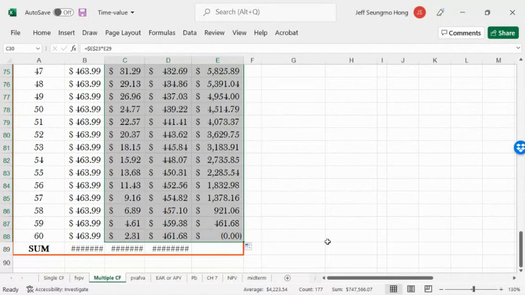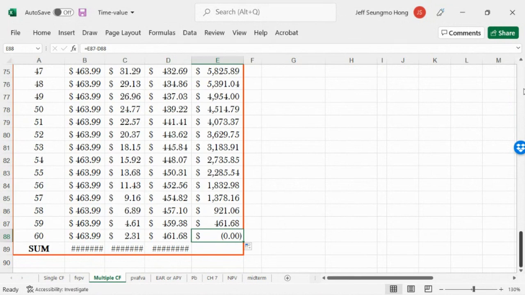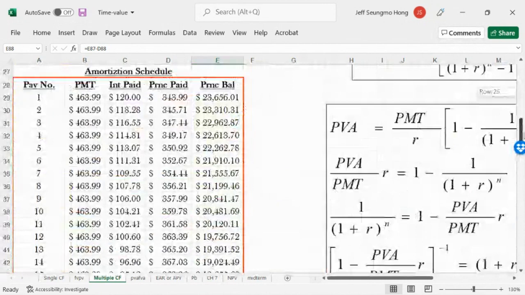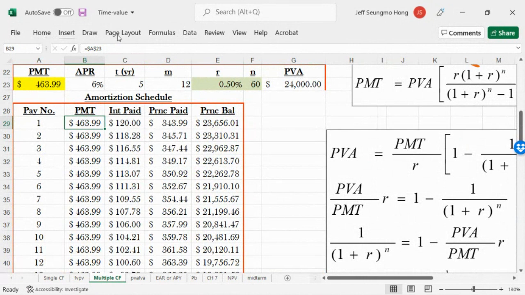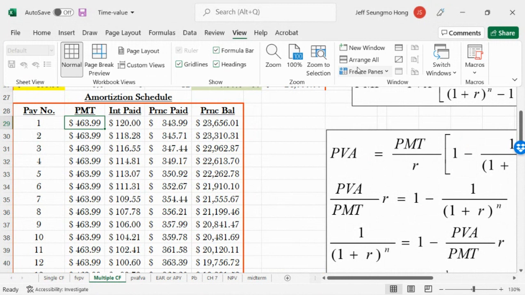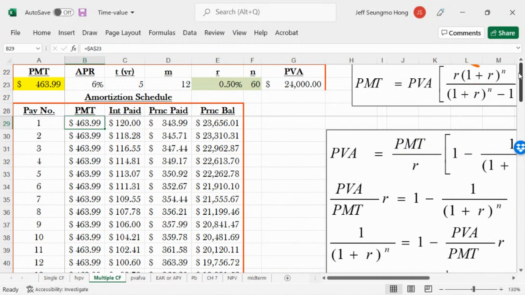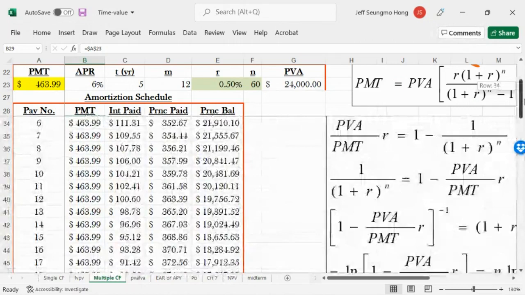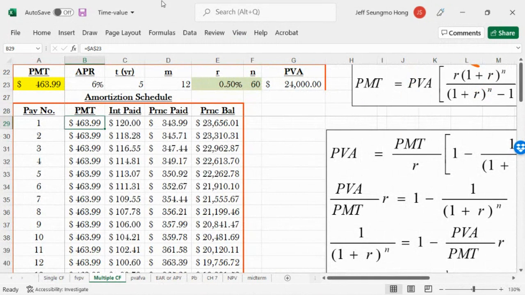Okay. So if you drag it down all the way down there, you will see what? This is what? Principal balance, right? So here, I want you to go to view, select this cell, which is B29, and click freeze panes. If you do that, then as you scroll down, you won't lose the labels. And when you scroll to the right, you won't lose the label in column A.